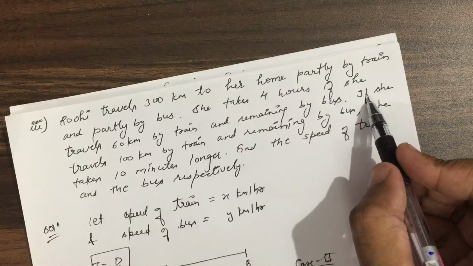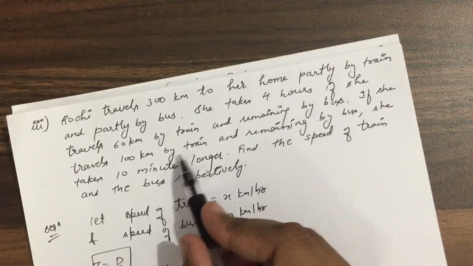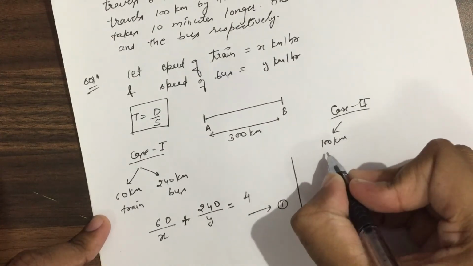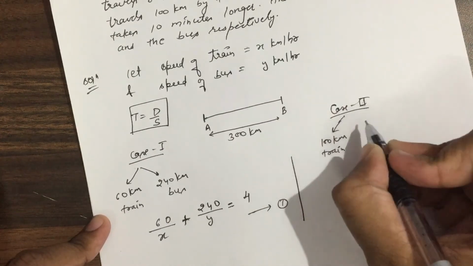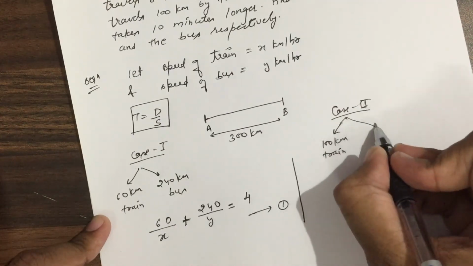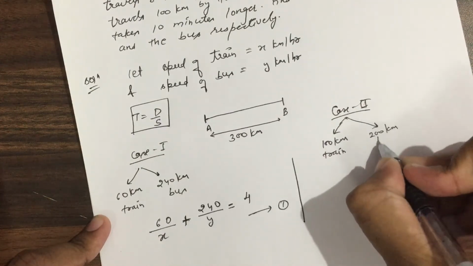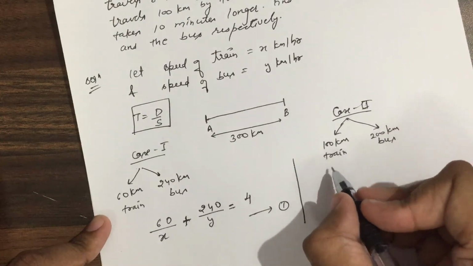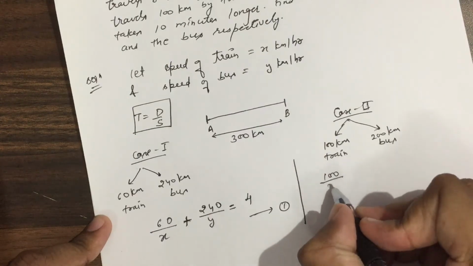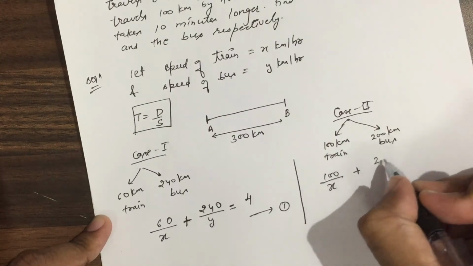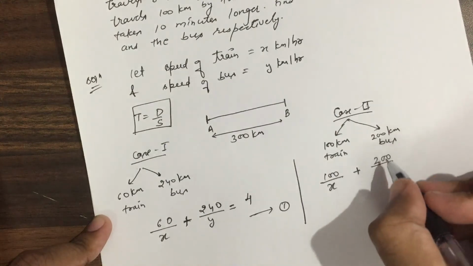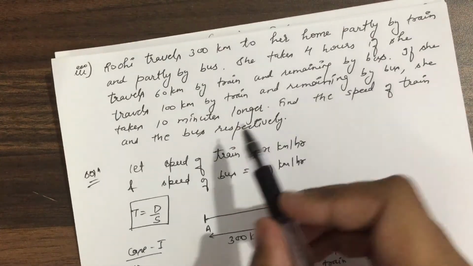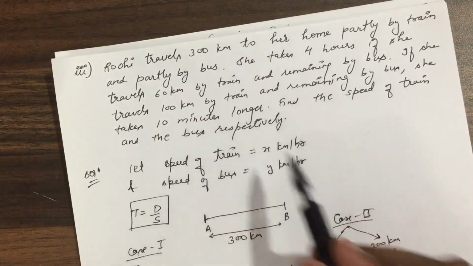Case 2, what is given? If she travels 100 km by train and the remaining by bus. Let us suppose 100 km by train. So out of 300 she travels 100 km by train. So the remaining will be 200 km, which is traveled by bus. Again, time taken by train is distance upon speed, that is 100 upon x, plus time taken by bus, distance is 200, speed is y. So total time is 10 minutes longer. It is given that she takes 10 minutes longer.